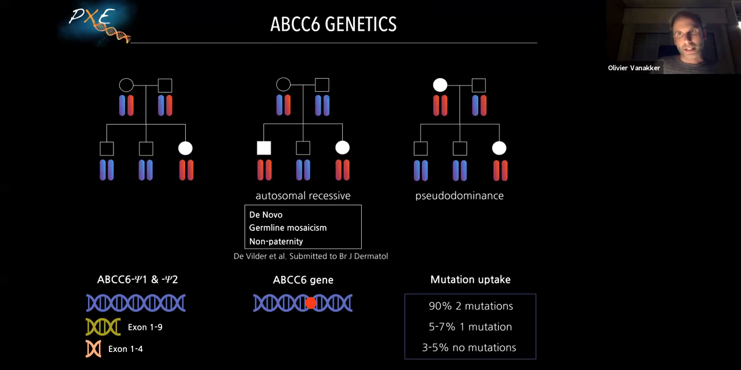Knowing this and knowing the ABCC6 gene, in about 90% of patients we find 2 mutations, in 5 to 7% we find 1 genetic defect, and we are missing the second one most probably. And in about 3 to 5% we do not find any mutations so far, because we are missing it for technical reasons, or because we are looking at another gene that is the cause of the disease in those patients.